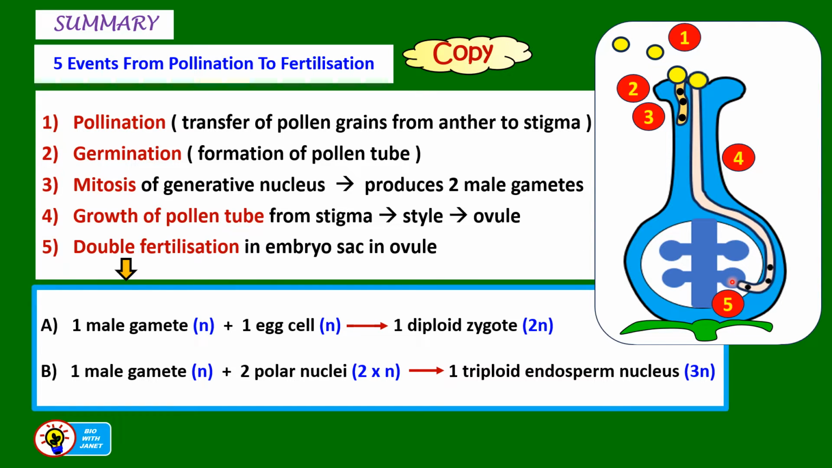Next, double fertilization occurs in the embryo sac in the ovule here. So in double fertilization, 2 processes occur. One male gamete, which is haploid, fuses with one egg cell that's haploid to form one zygote, which is diploid. Another male gamete, which is haploid, will fuse with two polar nuclei, which are both haploid, to form a triploid endosperm nucleus, which is triploid.